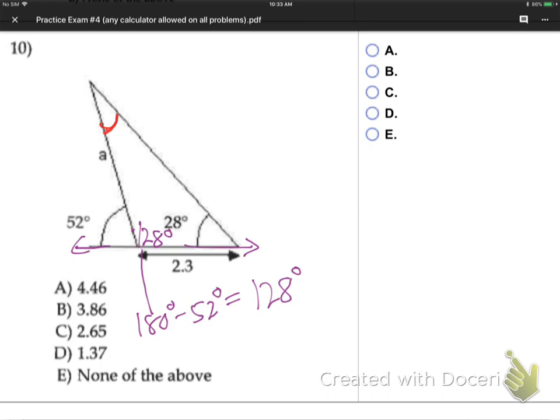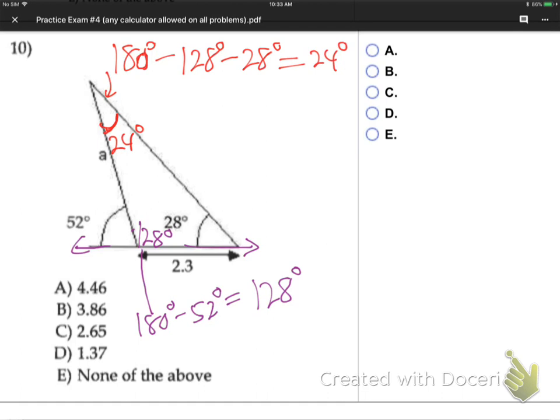Because every triangle holds 180, right? Do you know that rule? Of the three angles, any triangle, the three angles total 180. So if I take 180 minus the other two, minus the 128 and minus the 28, I'll get whatever I get. Yeah, 24. So that must be 24 degrees.